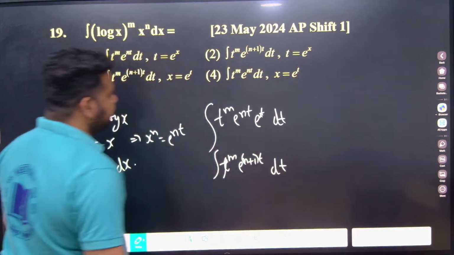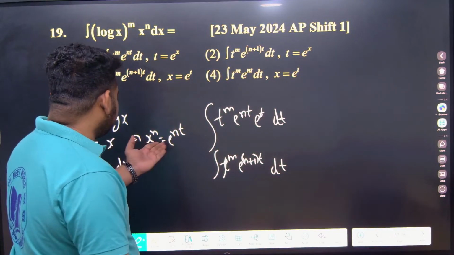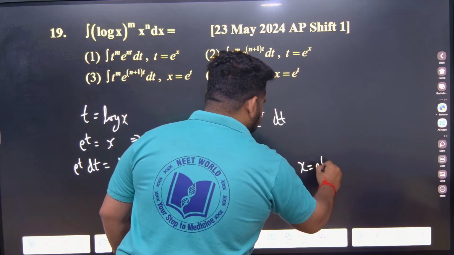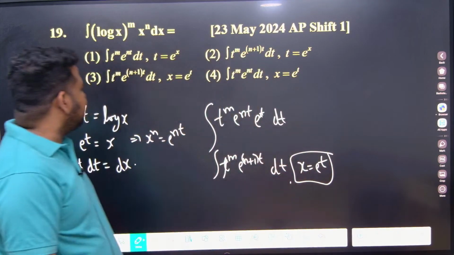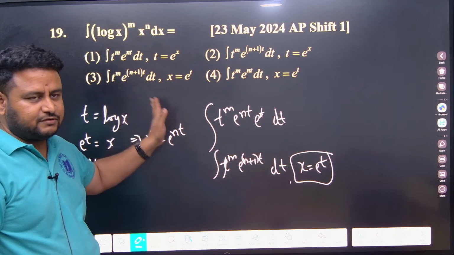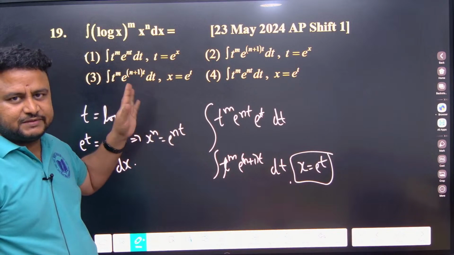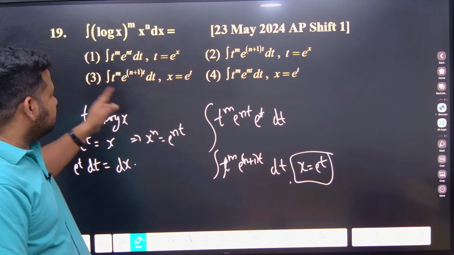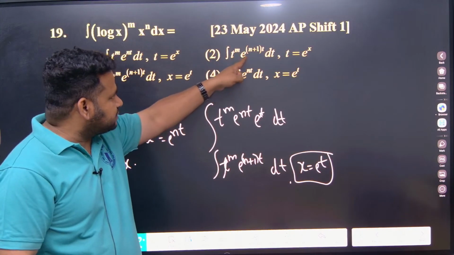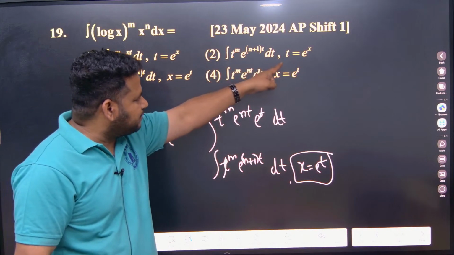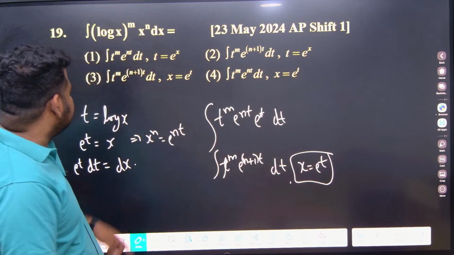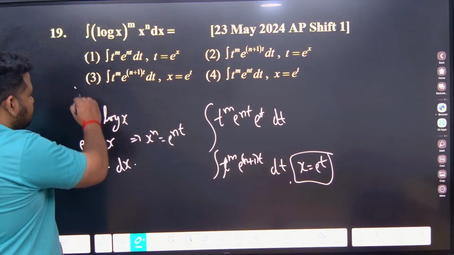Okay, this is what we are having, where x is equal to e power t. So, what is the option friends? They have simplified the integral into another integral, that is all, by substituting. They have not found out the value of the integral. That means they have not found out the antiderivative. So this is nothing but equal to integral of t power m into e power n plus 1 t dt, where x is equal to e power t, that is option 3.